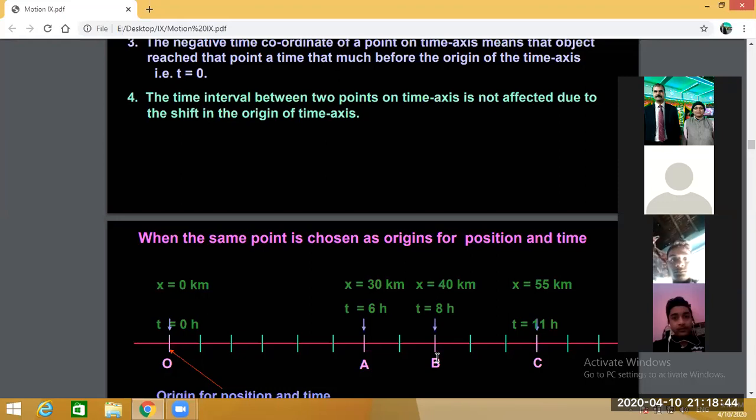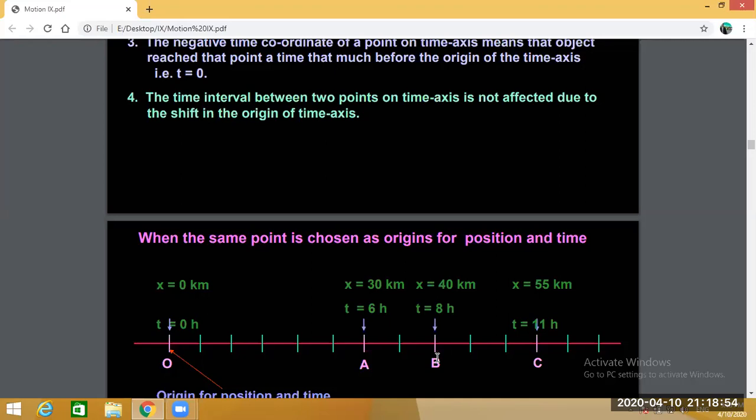If someone asks you what is the time taken by an object moving from A to B, then how will you calculate it? You will calculate the time taken by the object to come from O to B minus the time taken by the object to come from O to A. So O to B is 8 hours and O to A is 6 hours. The difference between 8 and 6 is 2 hours. So the time taken by the object to go from A to B is 2 hours.